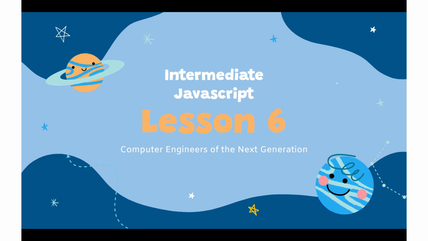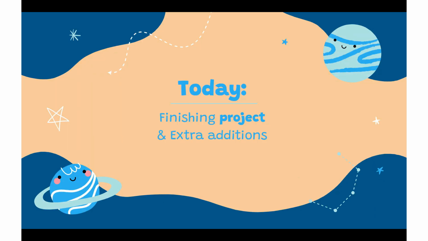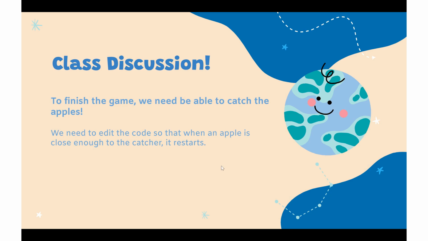Let's get started. Today we're going to finish our project and add some extra additions to our project if we want to. All right. We're going to have a discussion. To finish the game, we need to be able to catch the apples. We need to be able to edit the code and add some code so when the apple is close enough to the catcher, it restarts and appears back at the top of the screen.